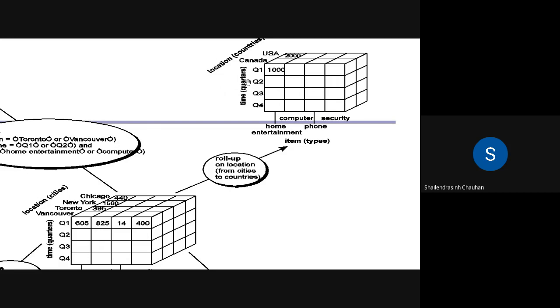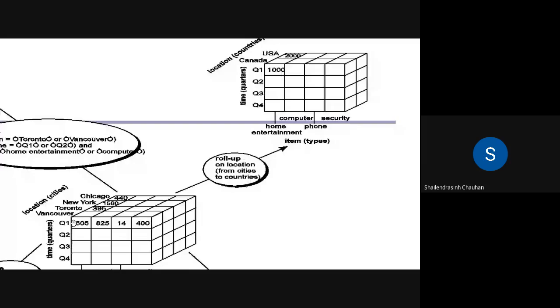Now, Vancouver and Toronto are in Canada, and they have merged them. They have considered countries instead of cities, so they have the data of Vancouver and Toronto, 605 plus 395,000. Now you have the data in terms of countries, not cities.